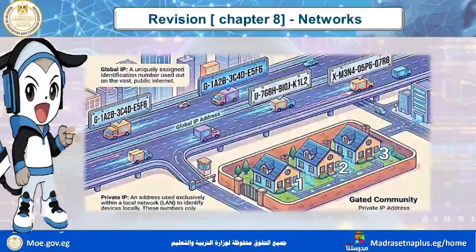The global IP. Let's revise the difference between global IP and private IP. A global IP is a uniquely assigned identification number used out on the vast public internet. So the IP used in the internet network is a global IP. Why? Because all of us can reach this global IP. For example, the IP address of the Facebook website is a uniquely assigned identification number and it is global, so all of us can reach it.